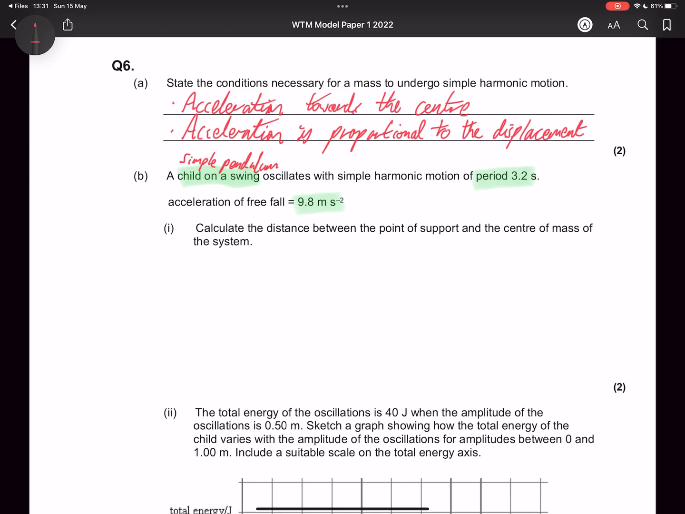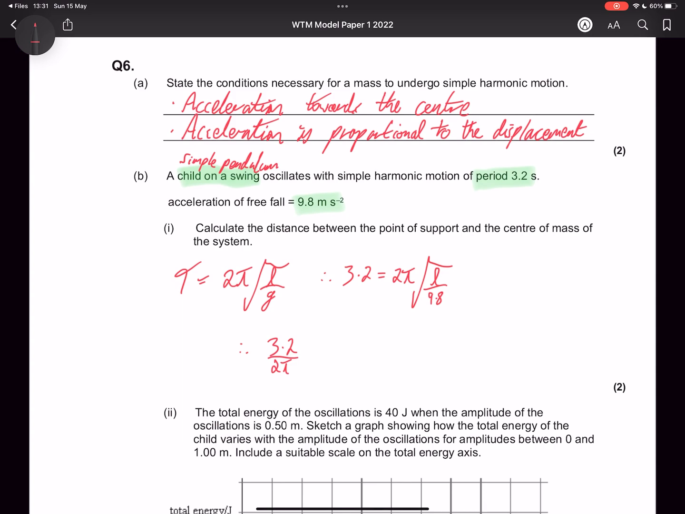But this is a simple pendulum equation, so it is going to be quite easy to use. T is equal to 2 pi root L over g. So if we go about this by plugging in numbers for a change, just to spice things up, we end up with 3.2 is equal to 2 pi root L over 9.8. The reason I've done this for this question is that g is clearly stated in that position in the equation on the datasheet, and now I've shown that I am using their value of g for this question without any doubt.